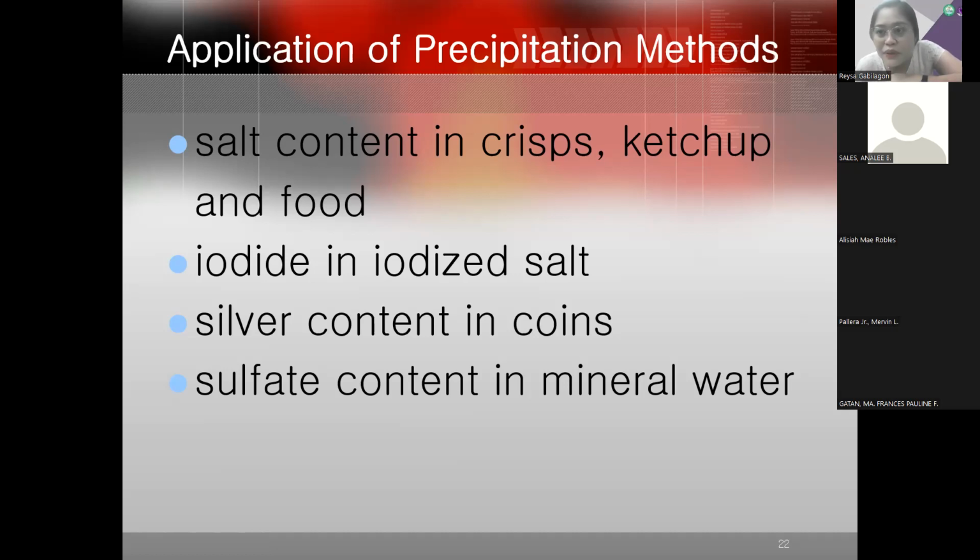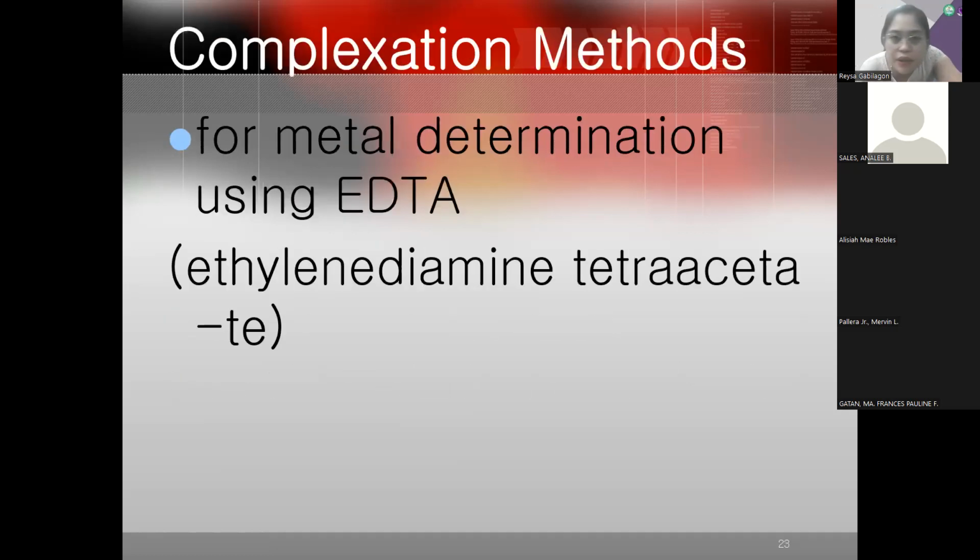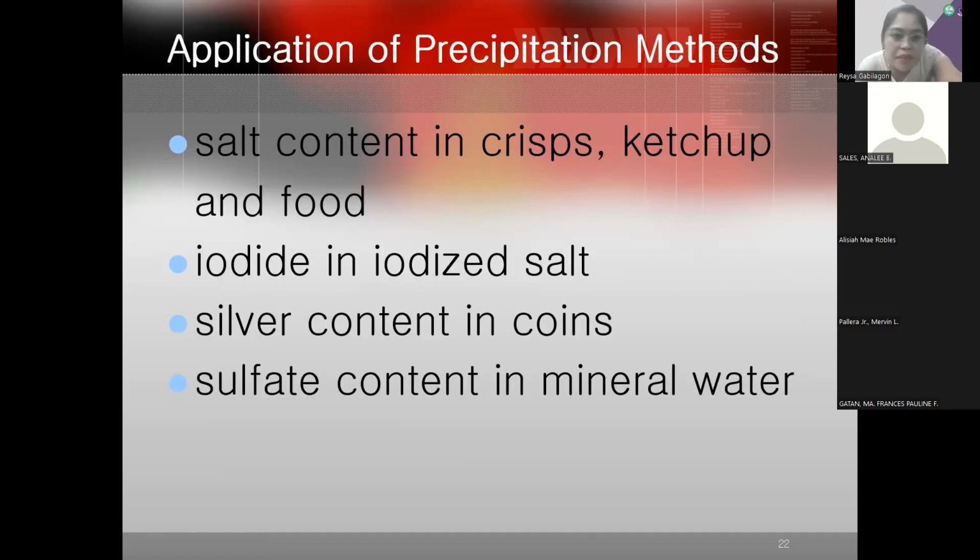So if we want to know also the silver content of our coins, we can also do titration process for this. And then yung mineral content ng ating mineral water, not just sulfate, that's also true for other minerals as long as we can produce precipitate during the reaction. Okay, questions before we'll move on with the complexation methods.